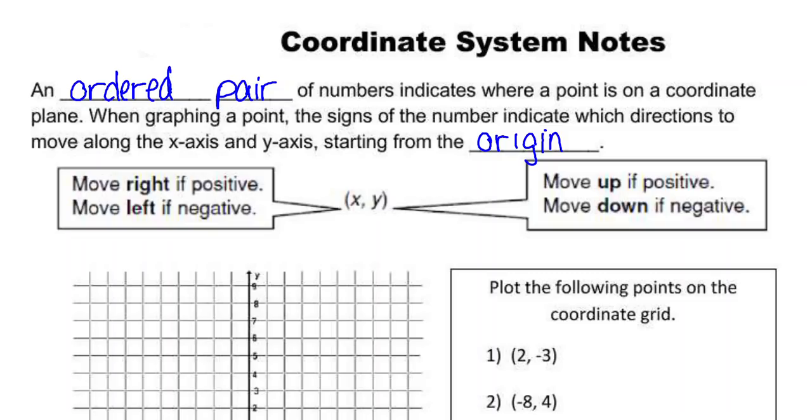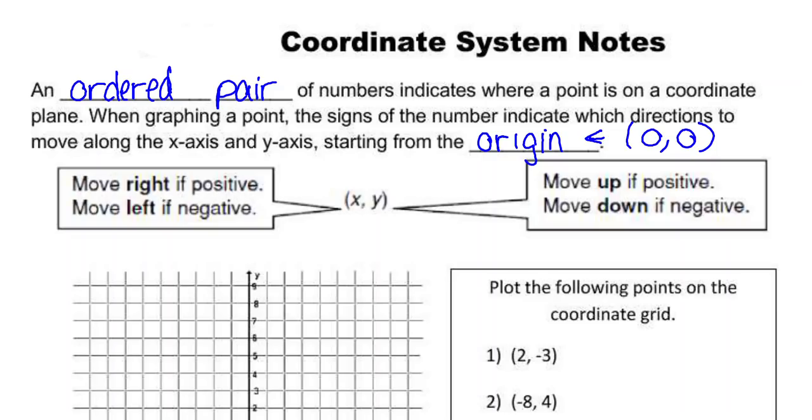In this video, we are going to review the coordinate plane and begin to talk about functions. So an ordered pair of numbers indicates where a point is on the coordinate plane. When graphing a point, the signs of a number indicate which directions to move along the x-axis and along the y-axis, starting from the origin.